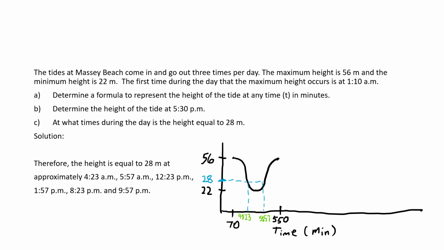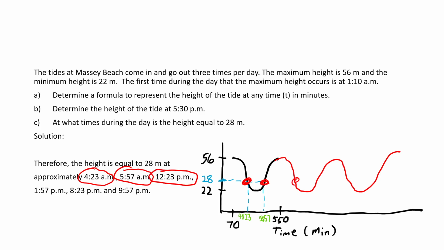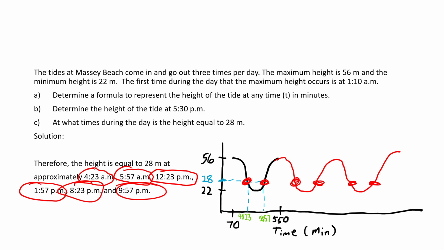If we let this go through 2 more times to give us a full day, we'll see that at 4:23 a.m., which is right here, we're at the height in question. At 5:57 a.m., which is right here, we're at the height in question. At 12:23, which is right here, we're at the height in question. At 1:57, which is right here, we're at the height in question. At 8:23, which is here, we're at the height in question. And finally at 9:57, which is right here, we're at the height in question. Now, that's our final answer to this question.